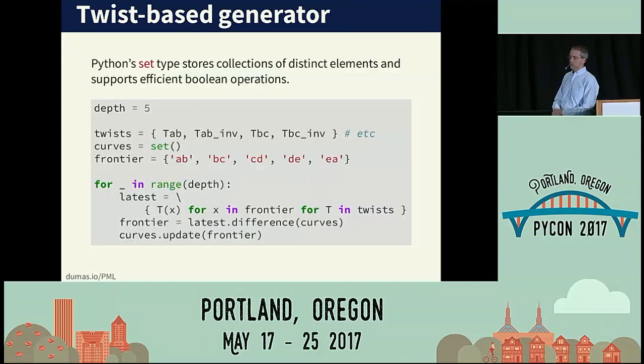So let's see what that new algorithm, the twist-based generator, would look like in Python code. So let's assume here that you already have these functions, TAB, TBC, and so on, that perform those replacements on a string.